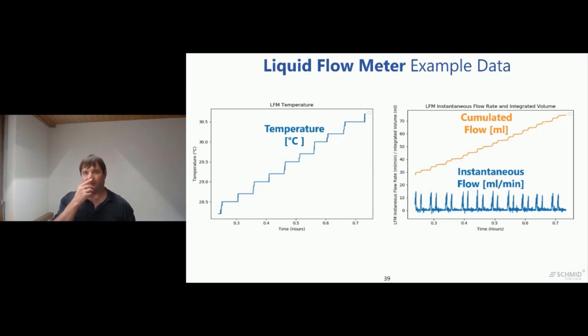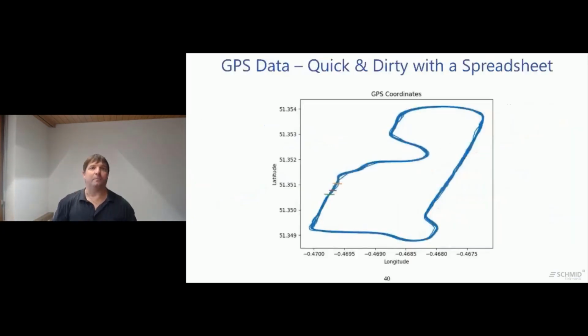On the right-hand side, you see the instantaneous flow on the lower part. So here we have, if you hit the throttle, you accelerate, then you use more energy. So you get these energy spikes. And this leads to this cumulated flow that you see in orange on top. And this orange line also shows these ripples, and these ripples are directly linked to the spikes we have in the instantaneous flow.